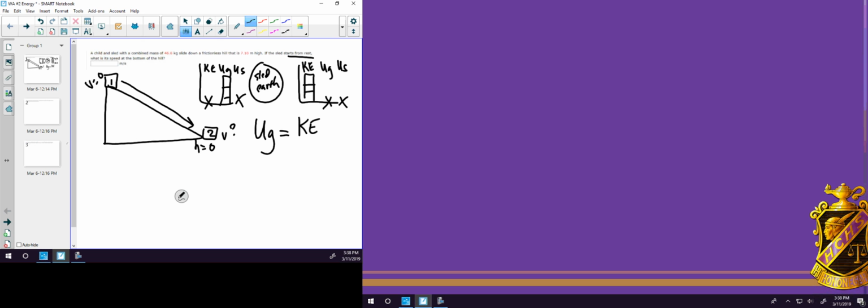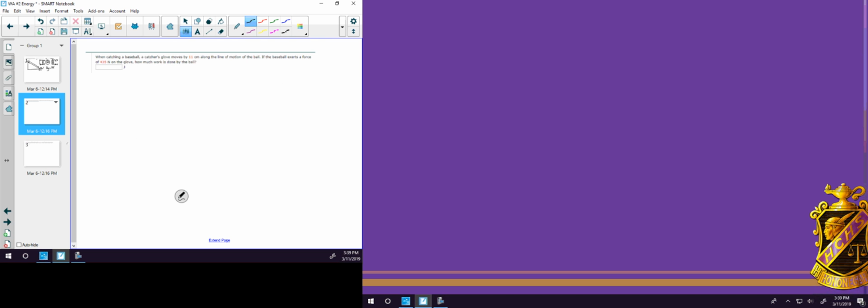Key things to look out for: check your metrics. Your mass is in kilograms. That works out pretty well. Your height is in meters. That's good too. Then, of course, when you're finding velocity, don't forget to take the square root when the time comes. So watch out for that as well. All right, let's move on to number 2.